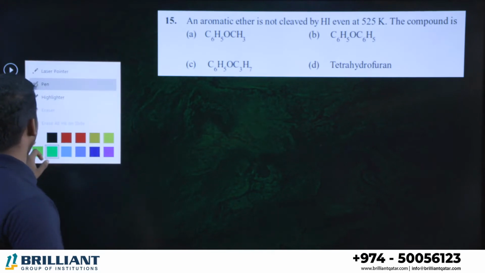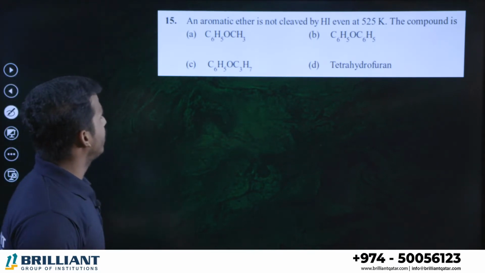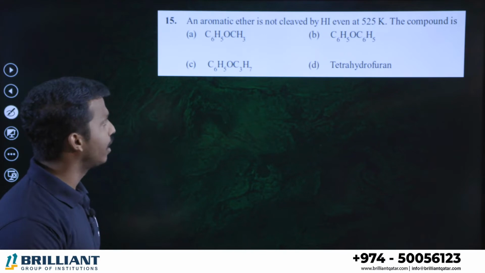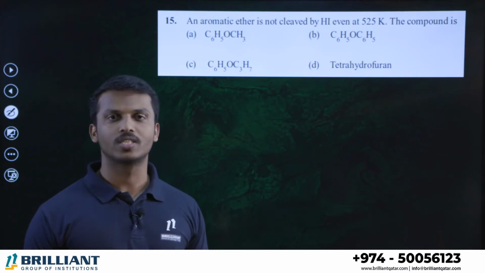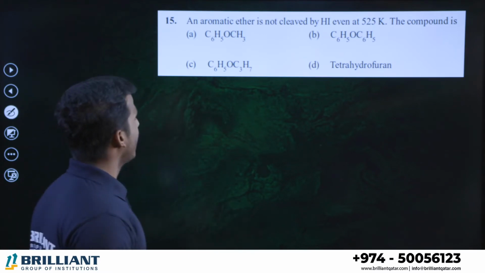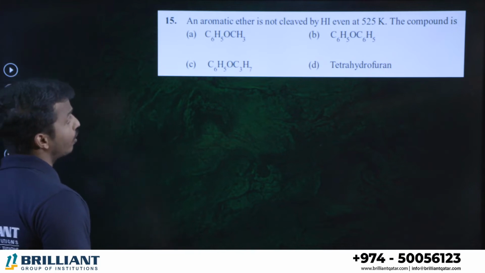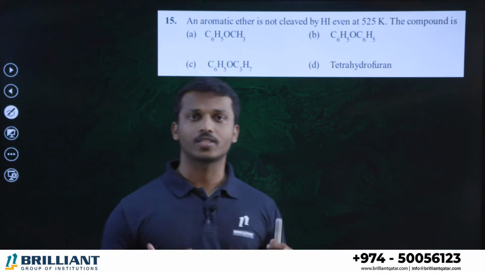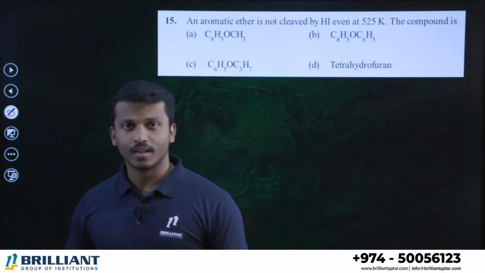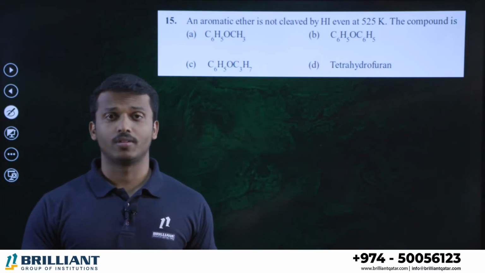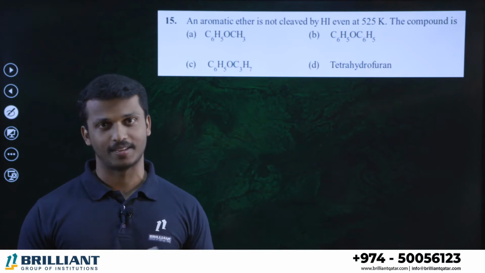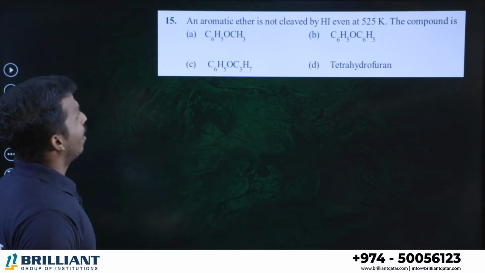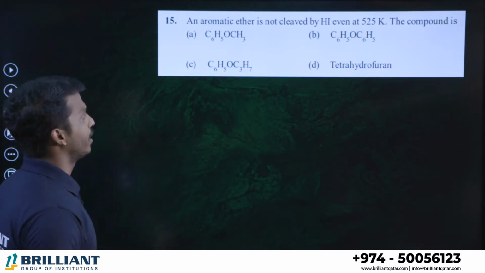Question number 15. An aromatic ether is not cleaved by HI. The chapter is which one? Alcohols, phenols and ethers. You know, when you react with HI, HBr or some hydrogen halide, the C-O bond in an ether can be broken. Correct. Which won't break? That's the question.